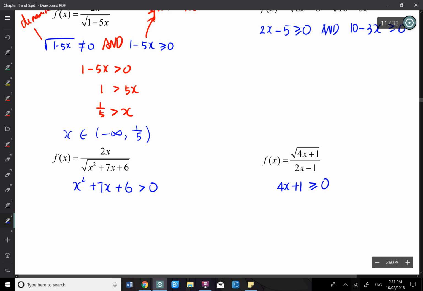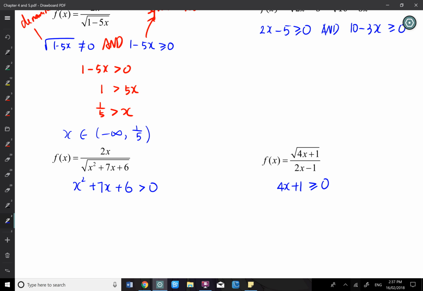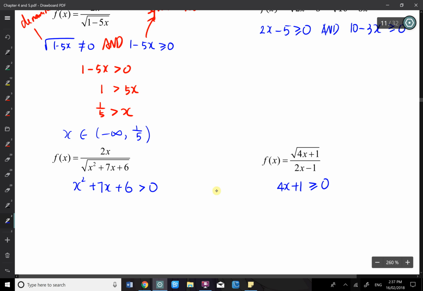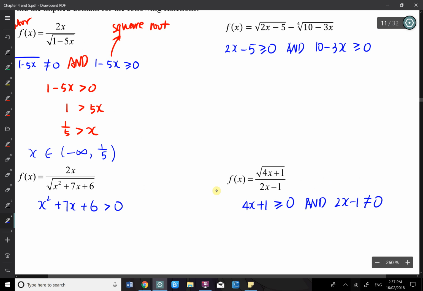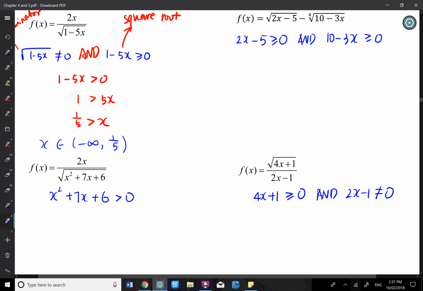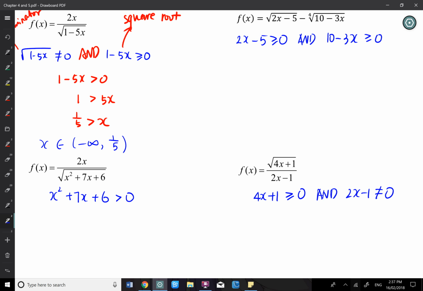Is that an 'and' or an 'or'? If it's an 'and', you need to satisfy both. You want to see the intersection between those two sets. So what part of x can satisfy both of them? Well, just do it by yourself first and then check your answer with me.